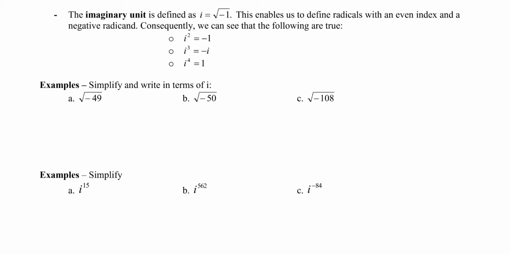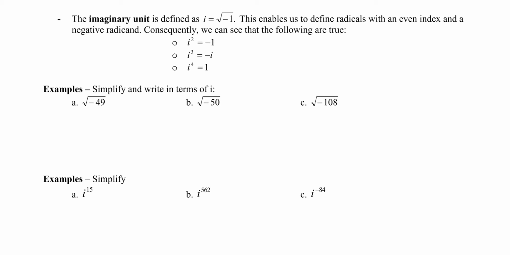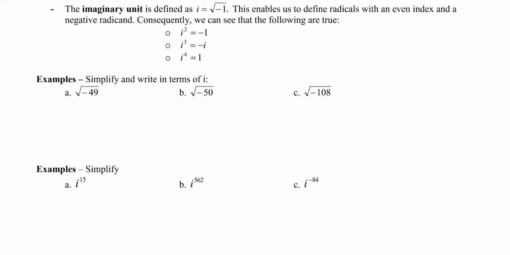So the first thing we're going to do is simplify a radical when we have a negative number under the radical. To do this, I'm going to break down the square root of -49. I'm going to turn it into the square root of -1 times the square root of 49. And because I did this, we know that the square root of -1 is equal to i, and the square root of 49 is 7. So my final answer, and we'll write it with the number first and then the i, will be 7i.